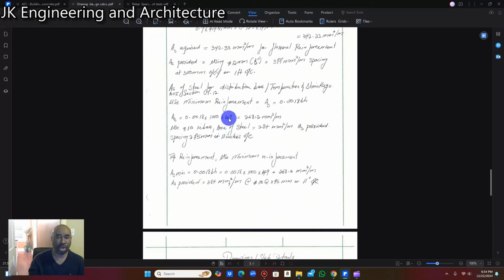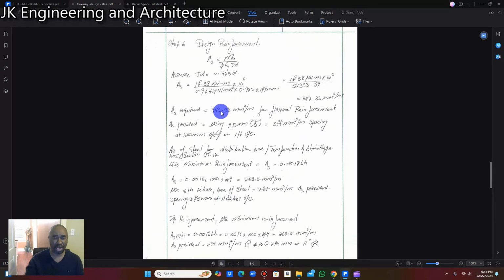So we're going to work out our distribution bar now, the bar that is going to distribute the load, or in the United States it is termed temperature and shrinkage. For our area of steel for distribution bar, we're going to use the minimum reinforcement, and for the minimum reinforcement, it's going to be ACI 7.12. So the minimum area of steel equals 0.018 BH. I'm going to show you where I get this formula from.